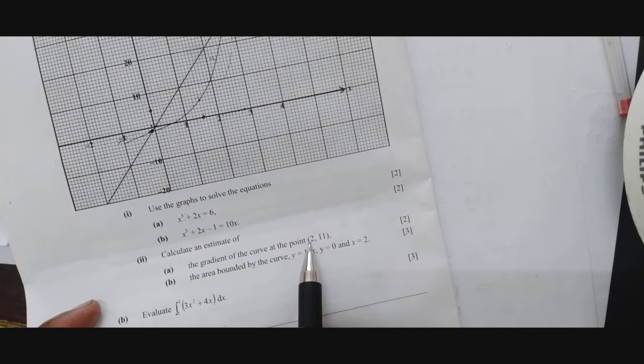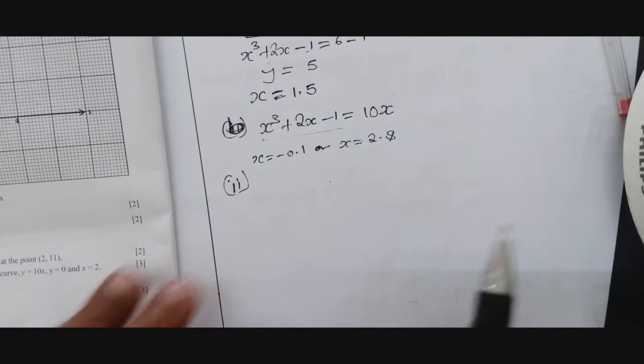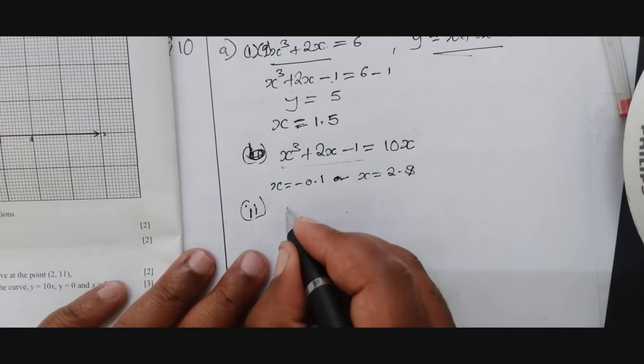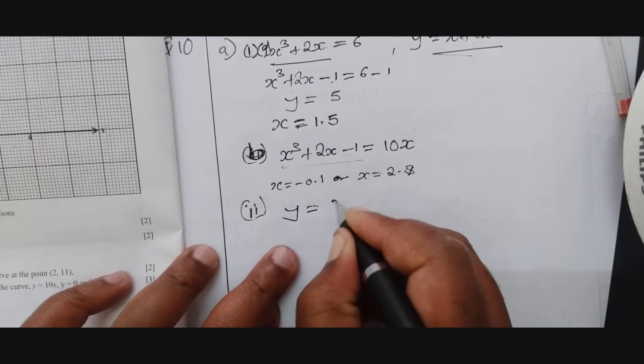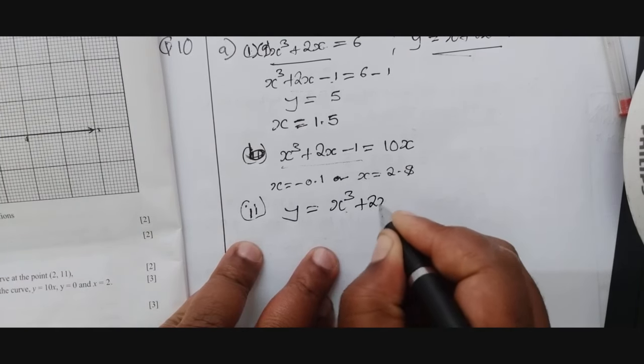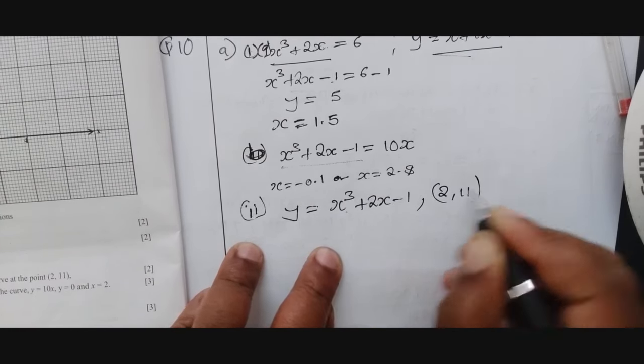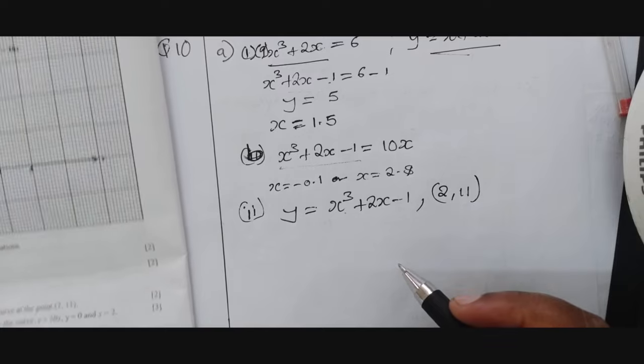Calculate an estimate of the gradient of the curve at the point (2, 11). So we need to find the gradient of the curve. Which curve? y is equal to x to the power 3 plus 2x minus 1. At what point? (2, 11). To find the gradient, you can use two methods.